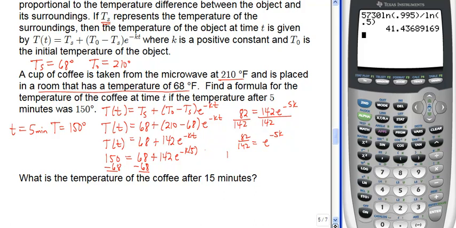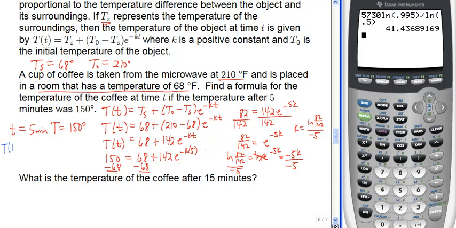I can take the ln of both sides. The ln and the e cancel out, just giving me negative 5k. And I can finish solving for k by dividing both sides by negative 5. So k is ln of 82 over 142 divided by negative 5. So it's pretty messy. So here's what our final model is going to look like.